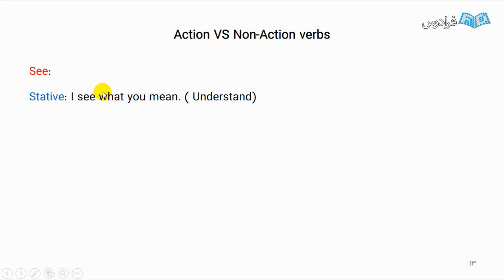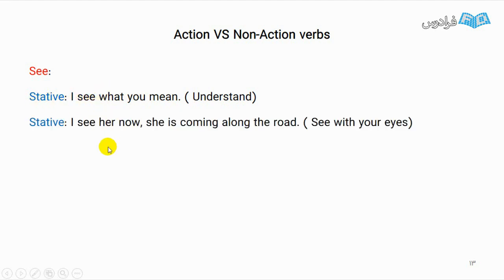Then see is a non-action or stative verb. But look at this one. I see her now. She's coming along the road. When I see something with my eyes, I'm not allowed to add ing. Again, see is a stative verb.